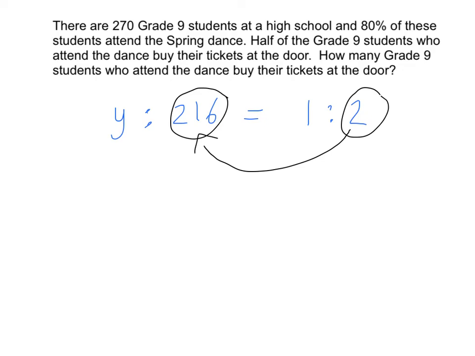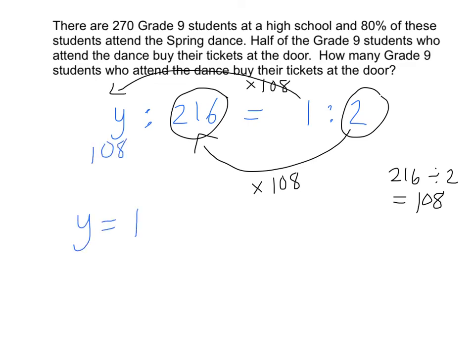2 multiplied by something would give us 216. Well, if you can't figure out what that number is in your head, you can always take 216 and divide it by 2. Do the opposite. What's half of 216, or 216 divided by 2? 108. That means that 2 times 108 is 216. Well, if we multiplied the second terms by 108, what would we have to do with the first terms? That's right, we would also need to multiply it by 108. 1 times 108 is 108. That means that y is equal to 108.